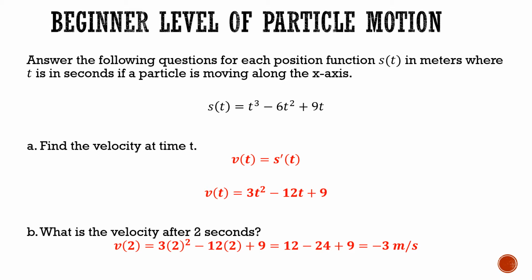Make sure that you put units on your measurement. So don't just say negative 3. You must give me some units. In this case, it is meters per second.